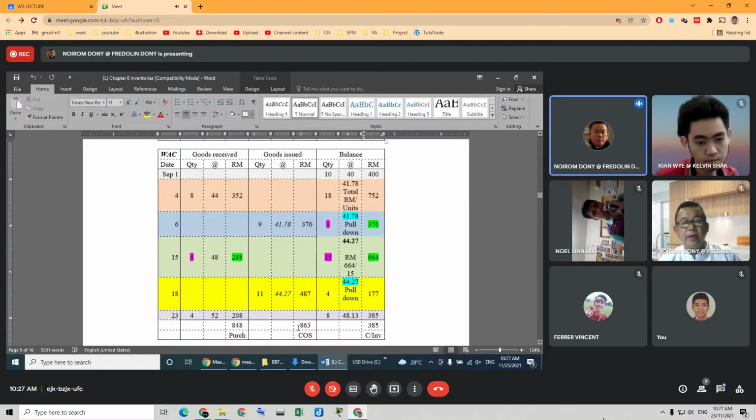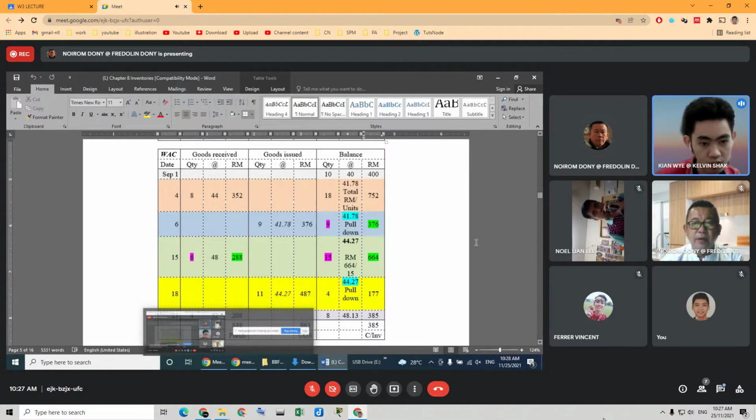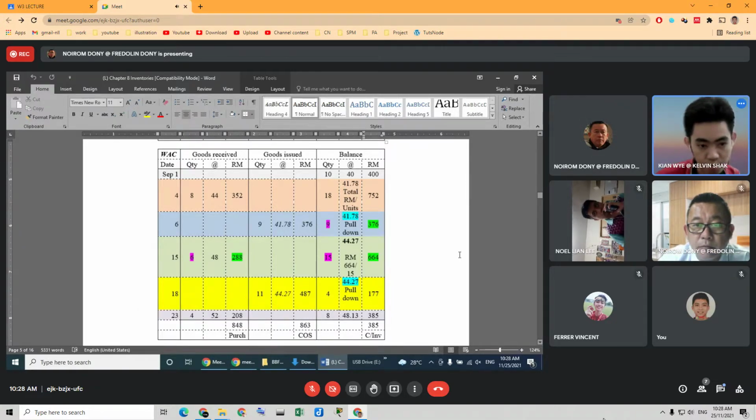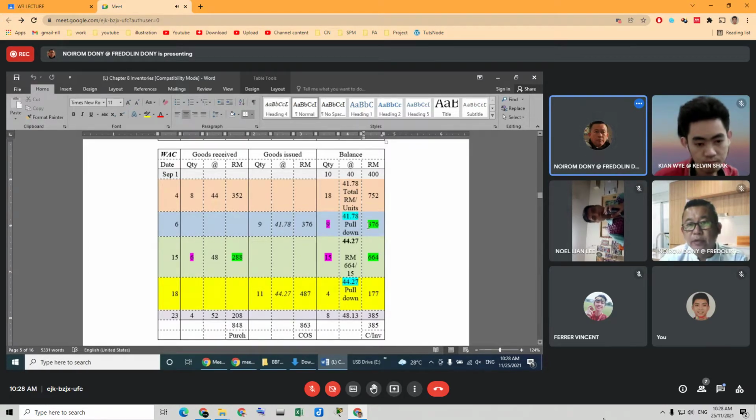Now, is it okay? Why is the pull down need to be right? Come again? Why is the pull down? Why right there? Oh, pull down here. Meaning this 41.87 pull down. I don't know, but it shouldn't be here. So you don't have to write all this. Total RM per unit, no need to write. This is actually only guiding you how to do.